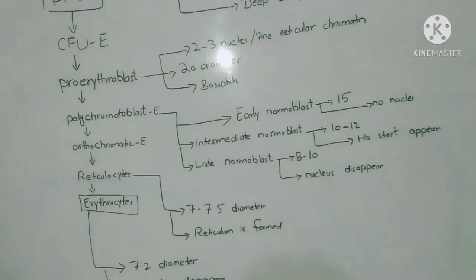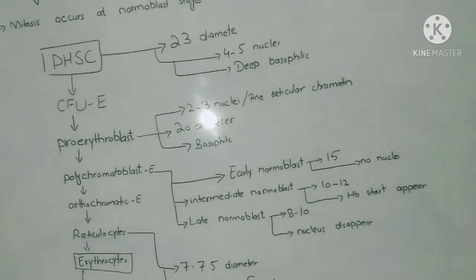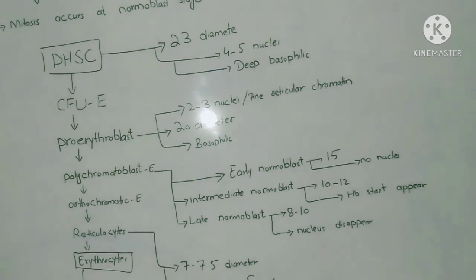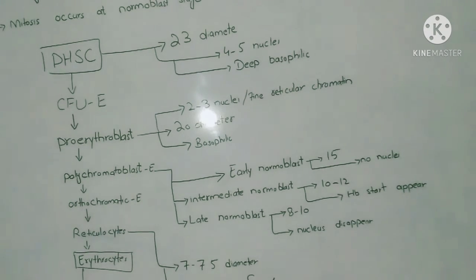Proerythroblast is about the start of the erythroblast series. First of all, the pluripotent hematopoietic stem cell is about 23 diameter, with 4 to 5 nucleoli present in it, and deep basophilic. The next is the proerythroblast, which has about 2 to 3 nucleoli, fine reticulum chromatin, 20 diameter and is basophilic. Polychromatophilic erythroblast includes early normoblast, intermediate normoblast and late normoblast.